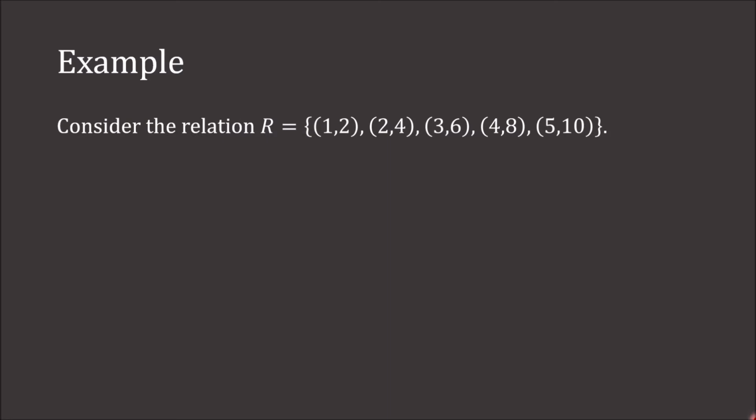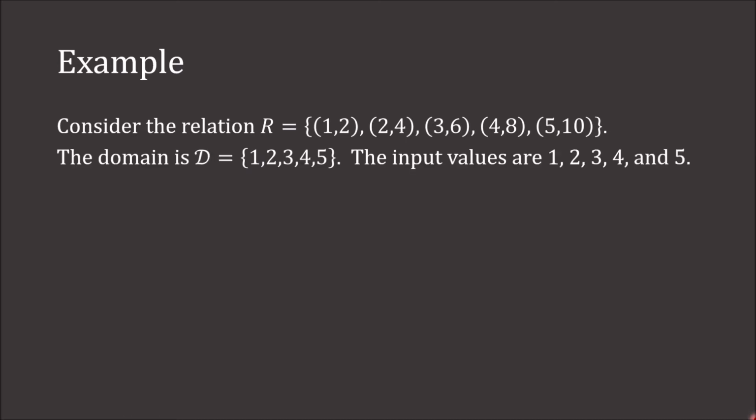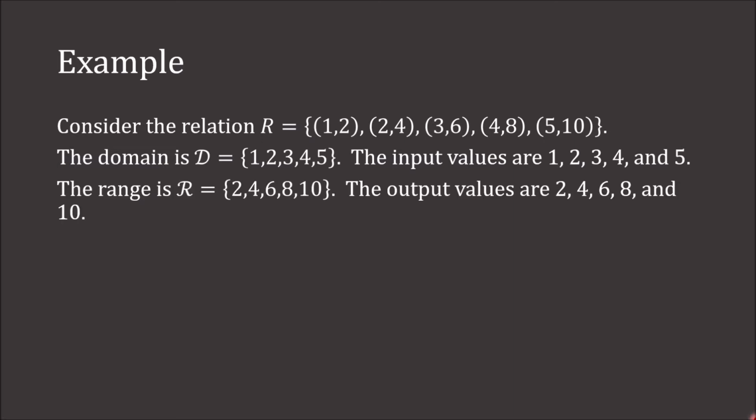So we consider the relation, that is the set of the ordered pairs (1, 2), (2, 4), (3, 6), (4, 8), and (5, 10). The domain of this relation is the set 1 through 5. The input values are 1, 2, 3, 4, and 5. The range is the set 2, 4, 6, 8, 10, and the output values are 2, 4, 6, 8, and 10.